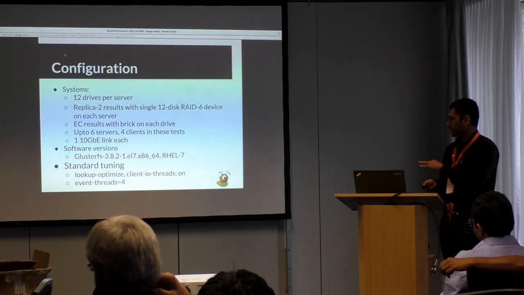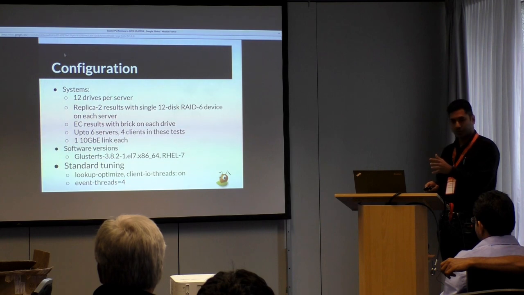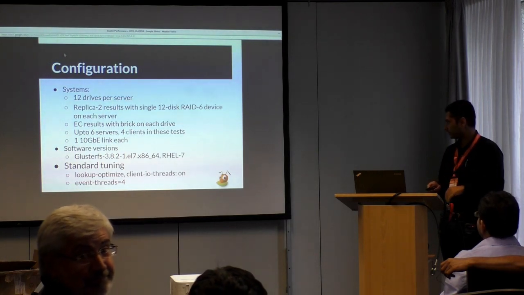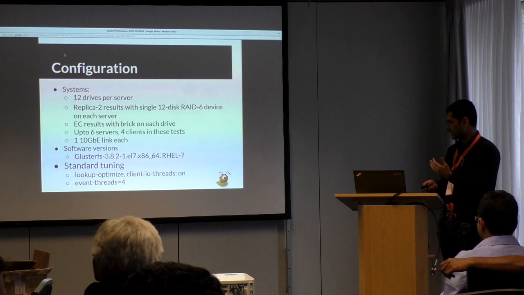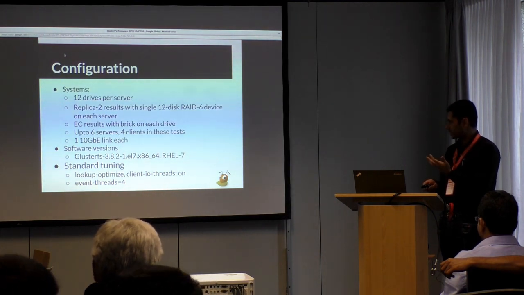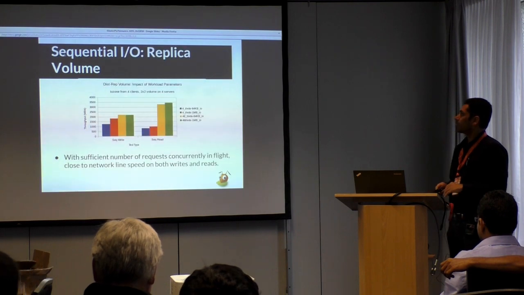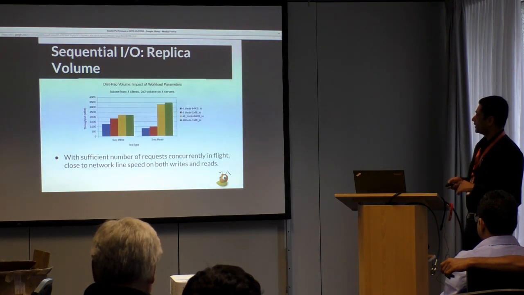And unless stated otherwise, we are turning lookup-optimize on, performance.client-io-threads on the volume, and client and server event threads are set to 4. So this is pretty much in the performance tests that we do. These have sort of become standard tunable settings. Okay, so hopefully this is visible at the back.